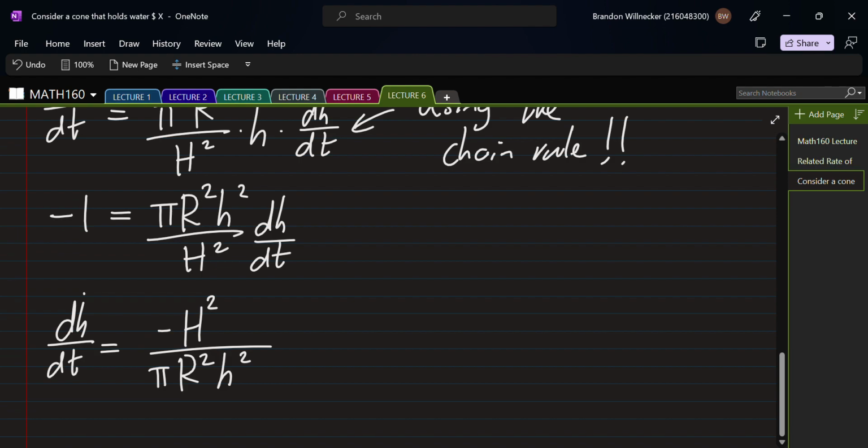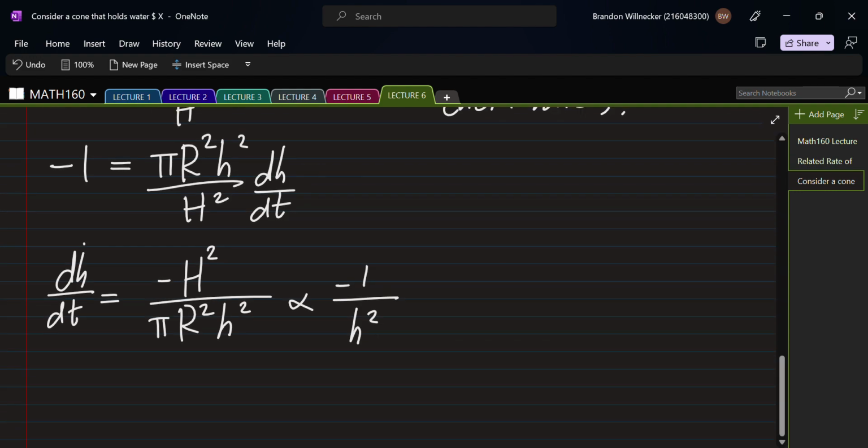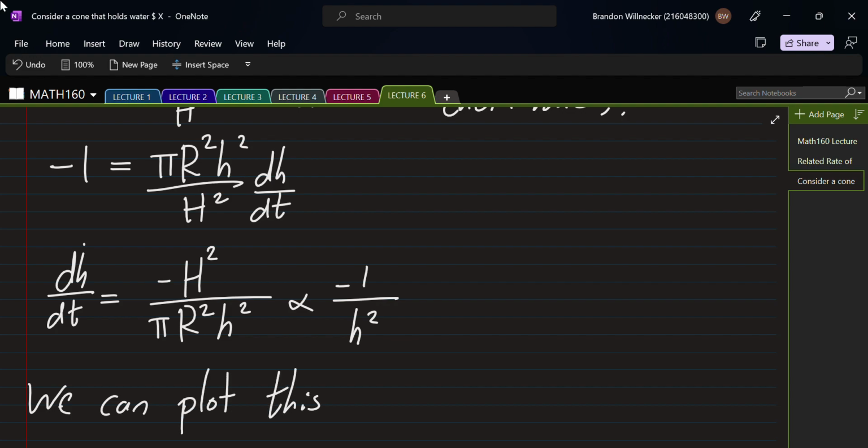Then what we can do is plot this. The H squared and pi R squared, those are all constants. So we can say that this is proportional to minus 1 over h squared. We can plot this and see how the rate of change depends on the height. So as the height decreases, what happens to the rate of change of the height? So we can plot this relationship.